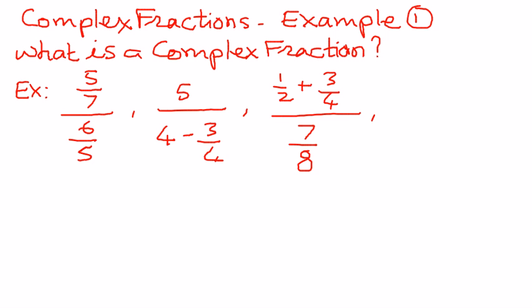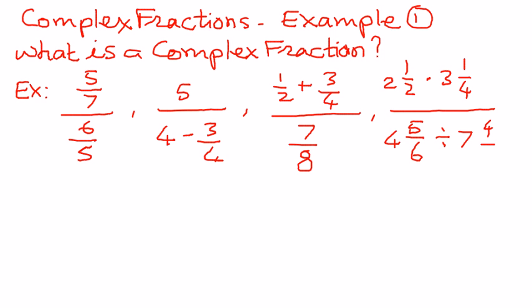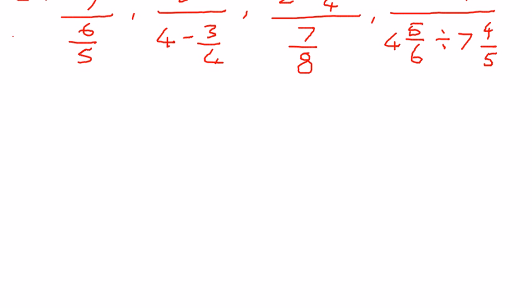Let's take another example. Let's say we have 2 and 1/2 times 3 and 1/4, the whole thing divided by 4 and 5/6, divided by 7 and 4/5. So we have mixed numbers and they are divided by some more mixed numbers. So all of these are examples of complex fractions. So let us see if we can simplify complex fractions for some examples.